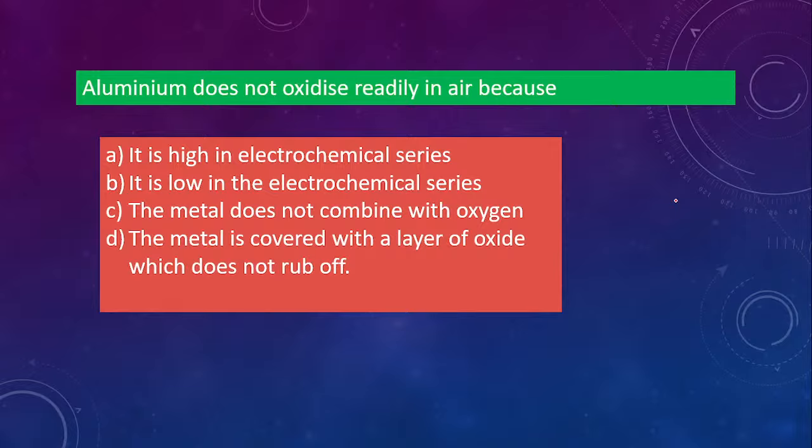Okay, let's see the answer. It is option D. An oxide layer is formed on aluminium, so that's why it prevents corrosion also, right? So that's the answer. Same answer.